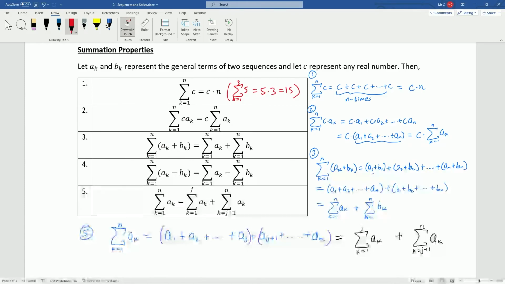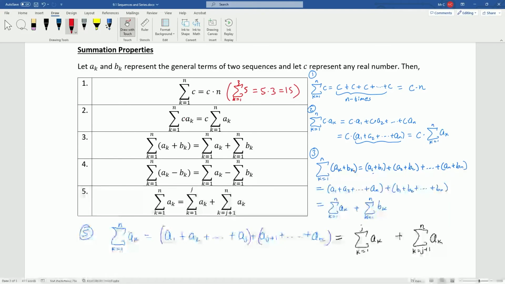And now we look at our third property: the sum from k equals 1 to n of AK plus BK is the sum from k equals 1 to n of AK plus the sum from k equals 1 to n of BK. What this essentially says is that we can add in any order. This is just the shorthand summation notation for saying you can add in any order. So let's take a look.